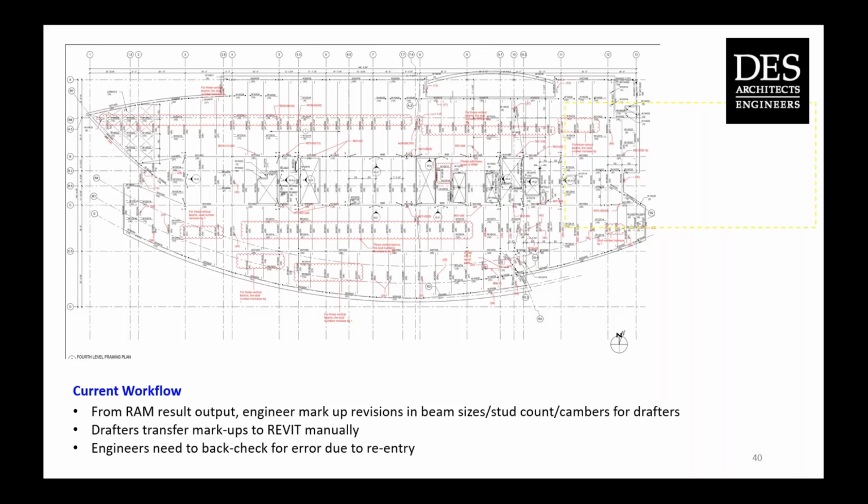So in our current workflow, from RAM result output, the engineers mark up revisions in beam sizes, stud counts, cambers for drafters. And the drafters will transfer the markups to Revit manually, and the engineers will have to go back to back check for error due to re-entry.